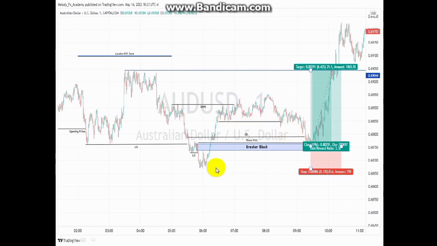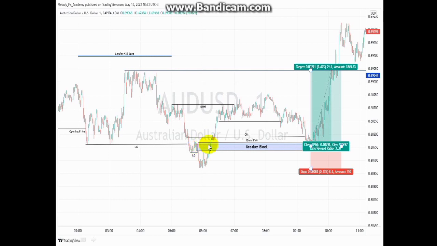Now I was actually looking for an imbalance right here, but price was just sketchy, and I took my mind off the fair value gap and looked for something else. So this is how I got my entry. This right here is a breaker block. So I got my entry on a breaker block.